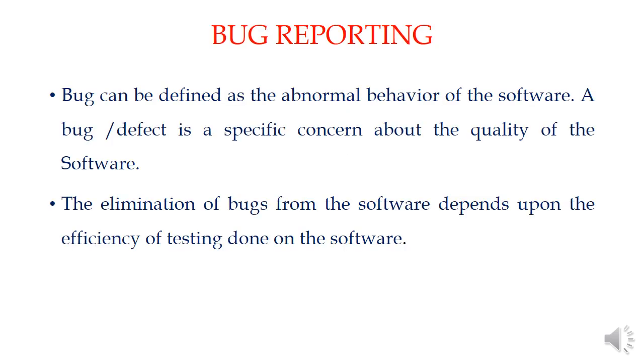First of all, we'll see what is bug reporting. So, what is a bug? A bug can be defined as the abnormal behavior of the software. A bug or defect is a specific concern about the quality of the software. The elimination of bugs from the software depends upon the efficiency of testing done.